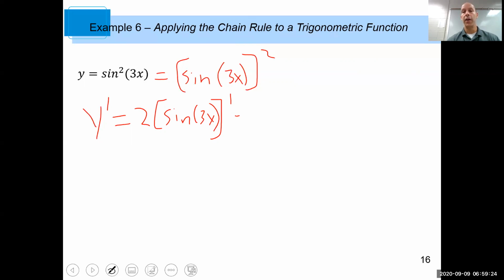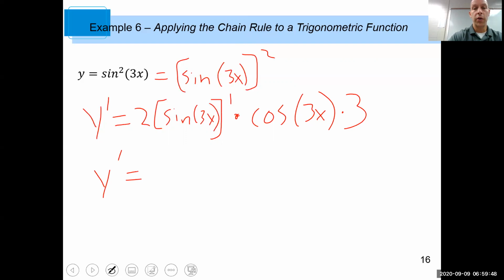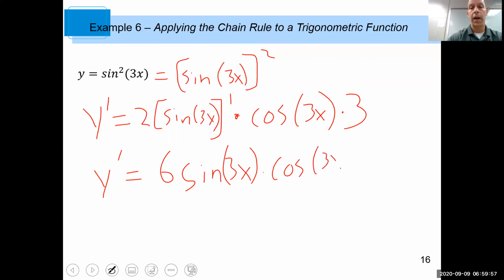Well, the outer function there is sine. So what is the derivative of sine? Well, the derivative of sine is cosine. Now again, I'm going to leave the inner thing alone. So that's cosine 3x. And then finally, you have to do the derivative of the innermost thing. So what is the derivative of 3x? Well, the answer is 3. So in this example, y prime is equal to 6 sine 3x times cosine of 3x.